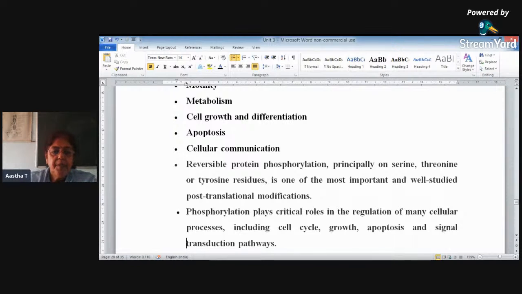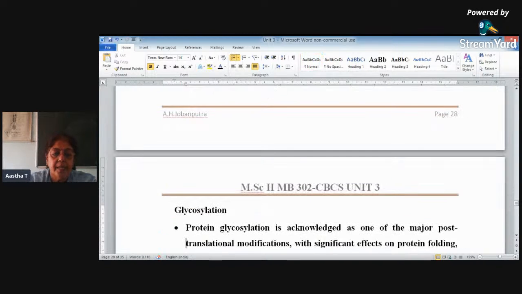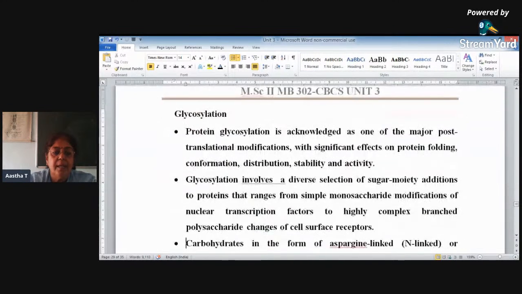Now, this reversible protein phosphorylation is found in serine, threonine, and tyrosine residues. They may be phosphorylated. And it is the most well-studied post-translational modification, that is phosphorylation of serine, threonine, and tyrosine. It helps in various types of mechanisms. Next one is glycosylation.